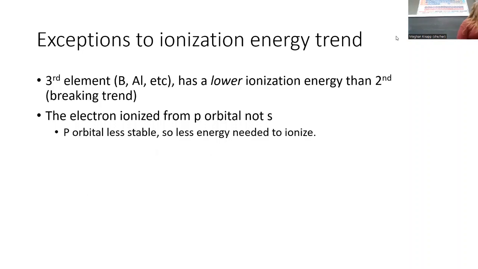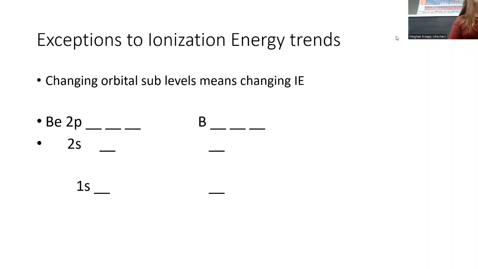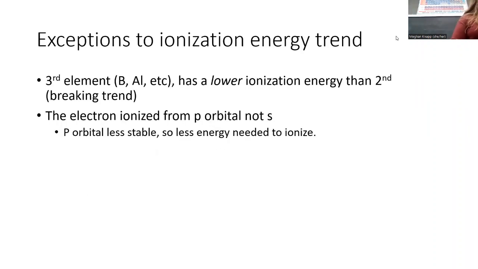Okay, so we talked about this already. The third element, boron, aluminum, et cetera, has a lower ionization energy than the second one. This breaks the trend. And this is because the electron is ionized from the p orbital, not the s orbital. The p orbital is less stable. Oops. Thought I had something underneath there. Let's go back. The p orbital is less stable, so less energy is needed to ionize. Remember, the word stability means lower in energy. So those lines representing the orbitals, when they are more stable, they are lower down.